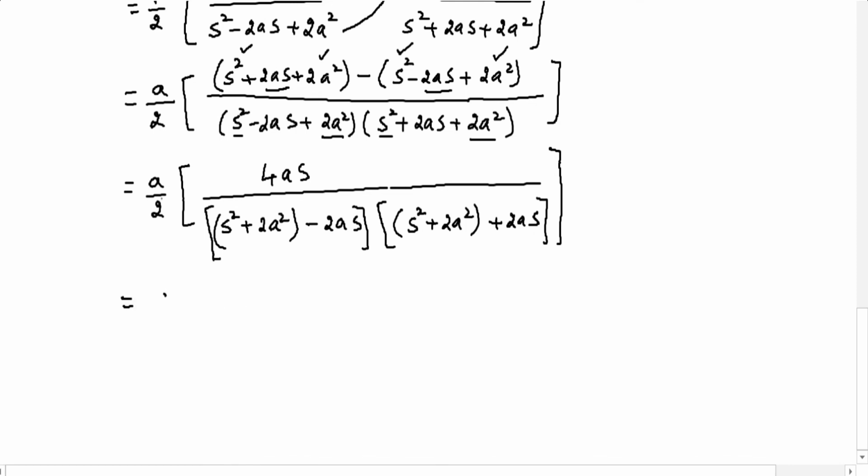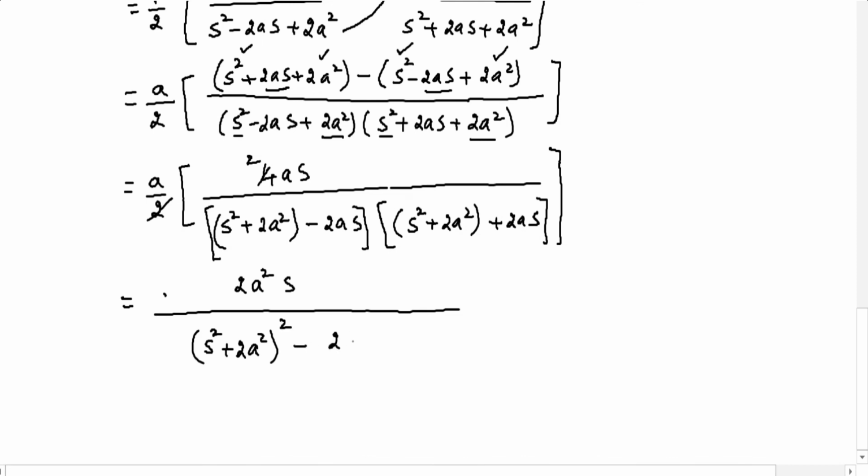So just try to multiply this and also cancel out 2 one time, 2 two times. So we will be getting the expression 2 times a square. Yes. It is whole divided by the denominator, which is in the form of a minus b into a plus b, which is a square minus b square. So a value in this case is a square plus 2a square, whole square. It is a square minus b square. So b value in this case is 2as. It will be whole square. A square minus b square.